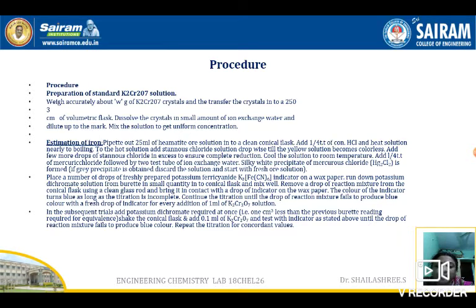And what is the end point? How can we find out the end point? The indicator will be slightly yellow in color. When you keep on taking the reaction mixture from the conical flask and putting it on the indicator, you will get a blue coloration. The blue coloration is due to the ferrous ions reacting with the potassium ferricyanide. When it does not produce any blue or green color, that is the end point.